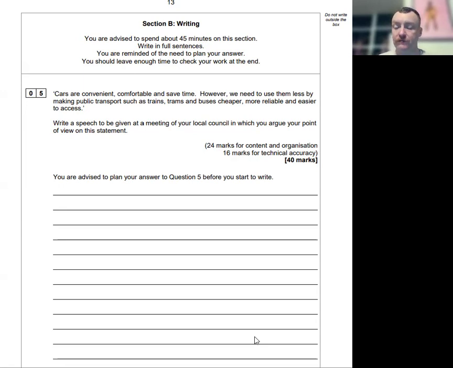Giving a clear introduction, making a point. You could focus on, for the first point, make public transport cheaper. That could be the topic of your first paragraph. The topic of your second point could be make it more reliable. The third topic for your final point could be to make public transport easier to access.